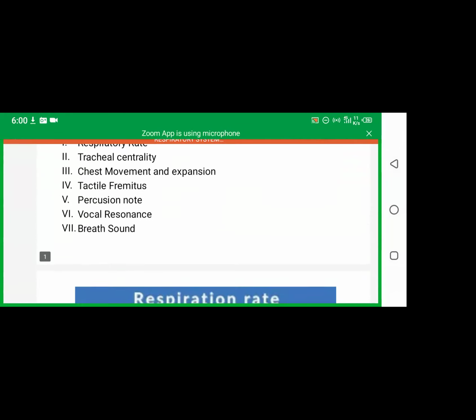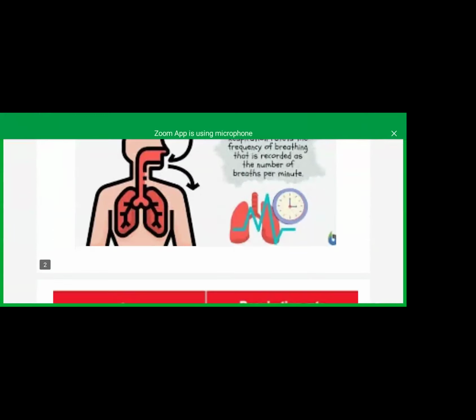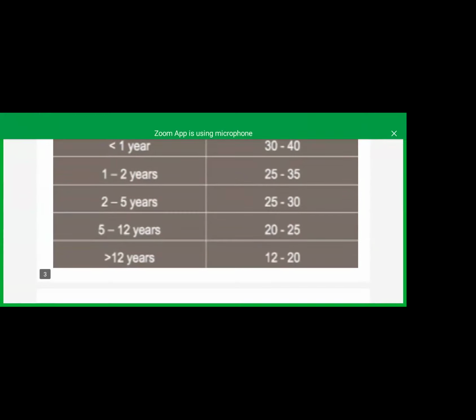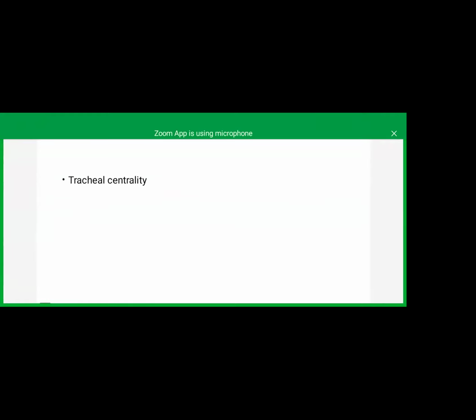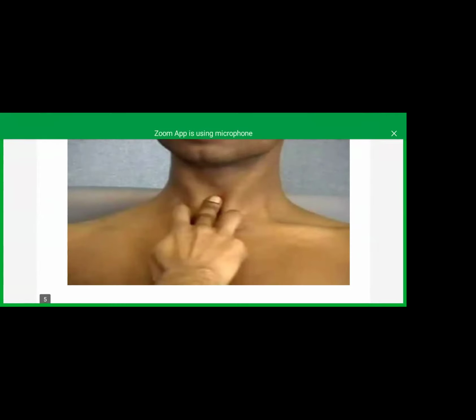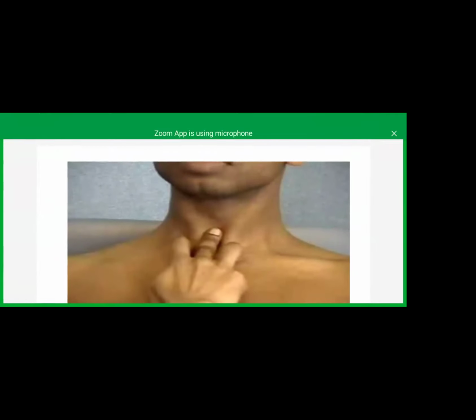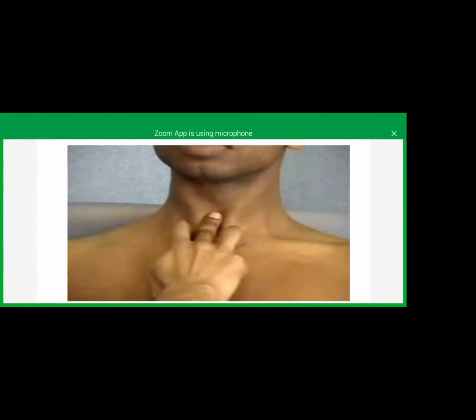So after checking for respiratory rate, as I have described before, by palpating the radial artery just to distract the patient, we are going to check for trachea centrality. So that's the next step. How do we check for trachea centrality? This is the picture of how we check for trachea centrality. You can see that you are still using your right hand. So all the examination constitutes of using the right hand.